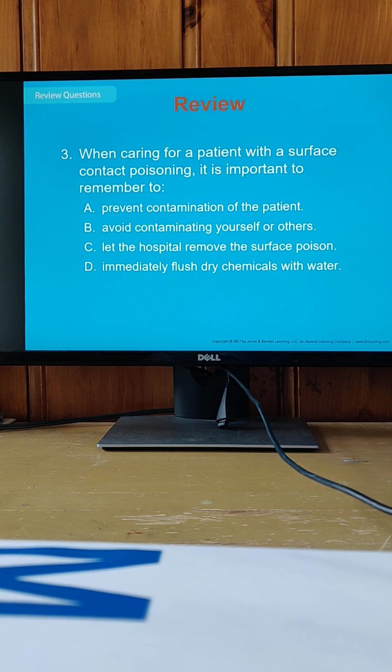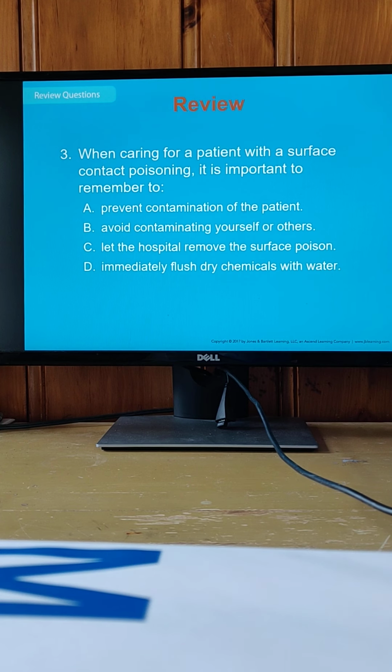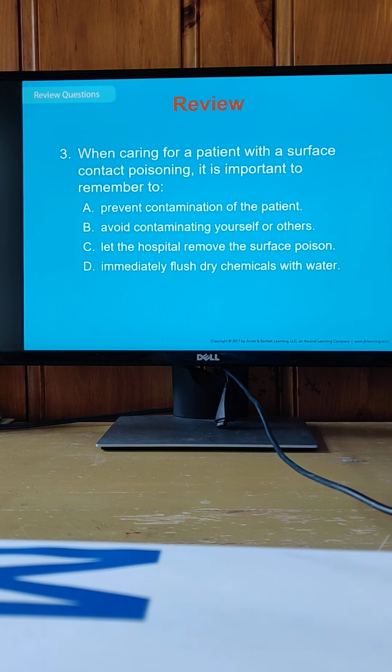Number 3. When caring for a patient with a surface contact poisoning, it is important to remember what? A, prevent contamination of the patient, where they're already contaminated. B, avoid contaminating yourself. That sounds like a good idea. C, let the hospital remove the poison from the surface. No, we're supposed to do that as much as we can. And D, immediately flush dry chemicals with water. No, we're not supposed to flush them. We're supposed to brush them off with a dry towel and then flush the area. So the answer would be what? B.